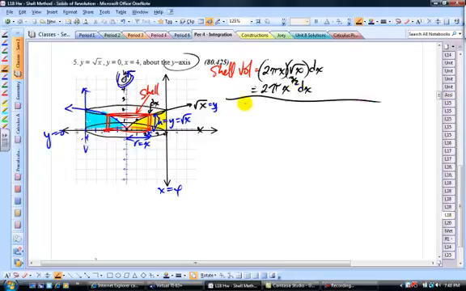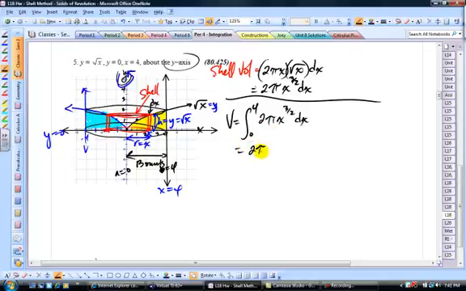Okay? Now the bounds of integration are from here to here. These are the bounds. A equals 0 here, and obviously B equals 4 here. So when we find the volume, we want to integrate from 0 to 4 of 2 pi times x to the 3/2 dx. This is a pretty simple one to integrate.